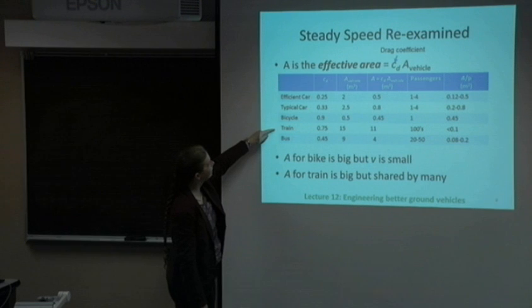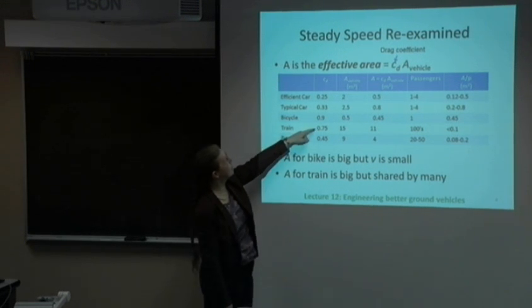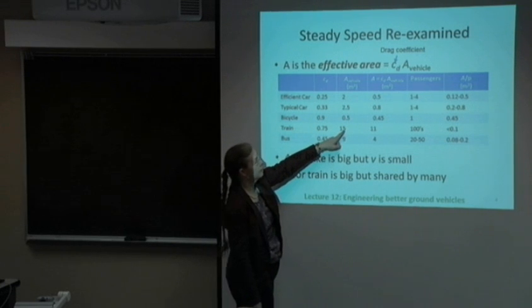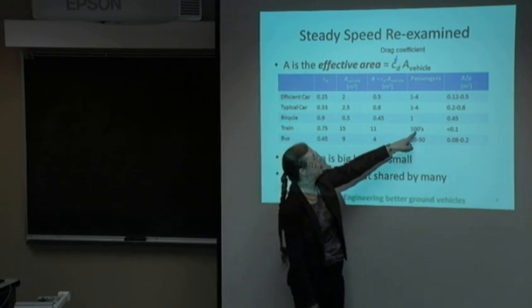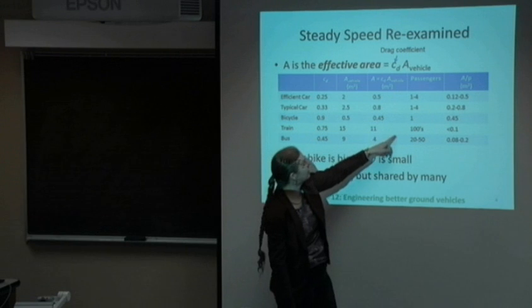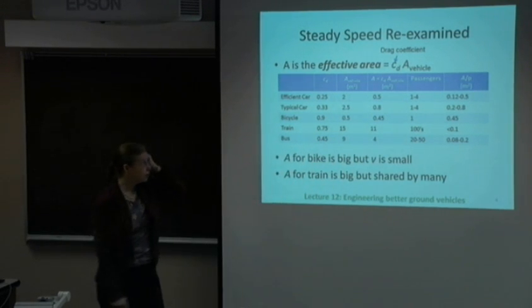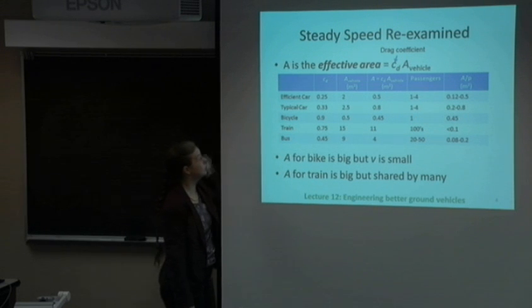A train is not all that streamlined compared to a car. It has a huge area, but it carries a boatload of people. So the effective area is 11, but if it has hundreds of people, it's less than 1/10 of a square meter. So trains are good, at least from an air resistance point of view.